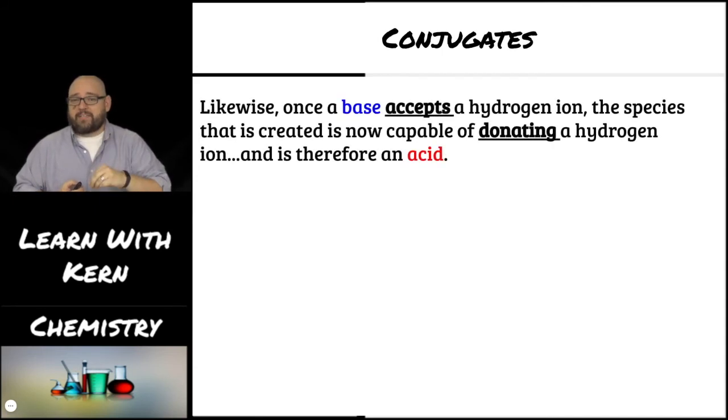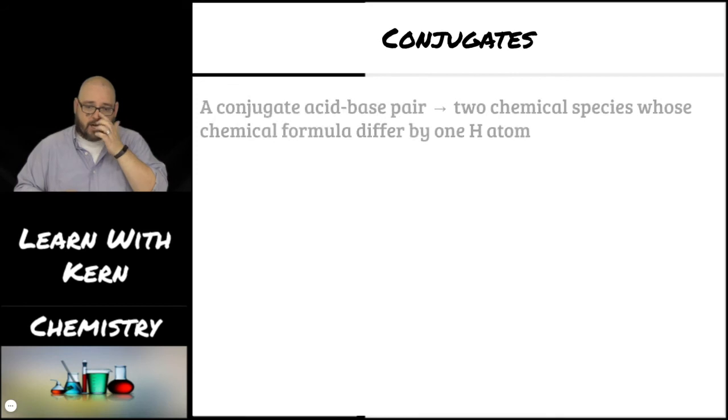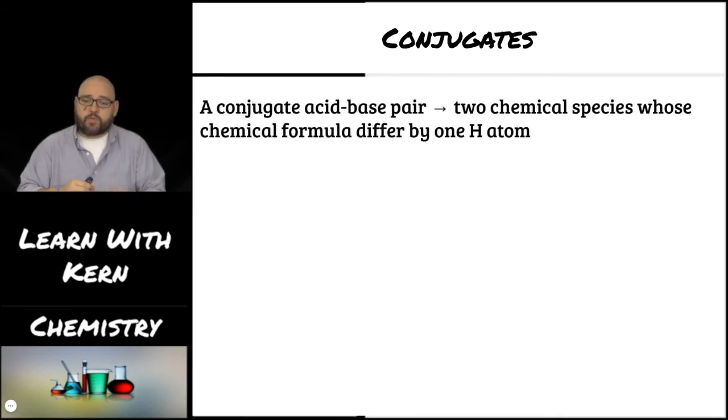Likewise, once a base accepts a proton, it now has a proton that it can donate, it can give away. And so if it accepts a proton, it is now capable of donating one, and so it is therefore an acid. We call that the conjugate acid of the base. So every acid has a conjugate base, and every base has a conjugate acid. So how do we look at that? A conjugate acid-base pair are two chemical species whose chemical formula differ by one hydrogen atom.